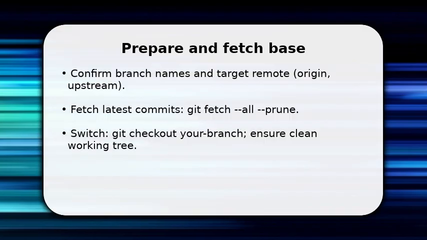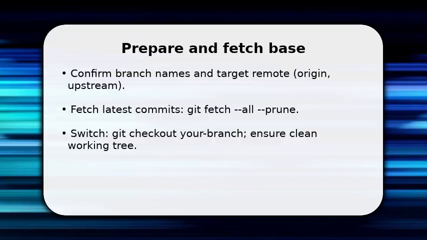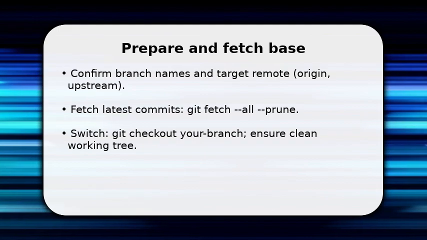Once done, inspect recent commits with git log --oneline --graph --decorate to understand divergence. This step prevents surprises. You want a clear map of how your branch differs from main so you can choose the safest merge or rebase strategy.